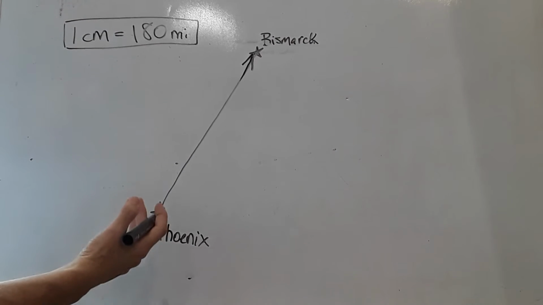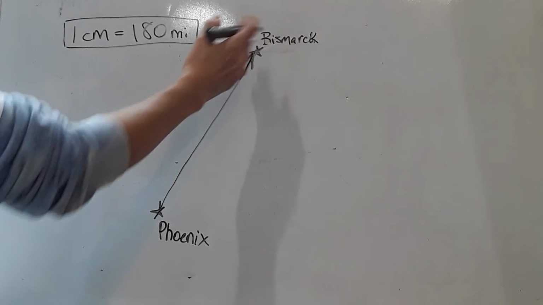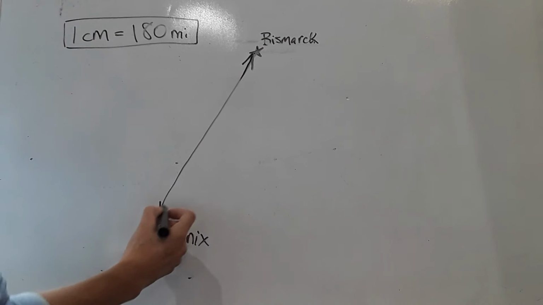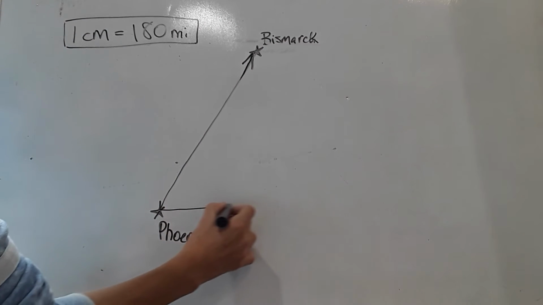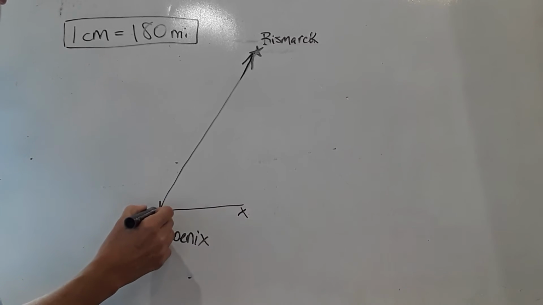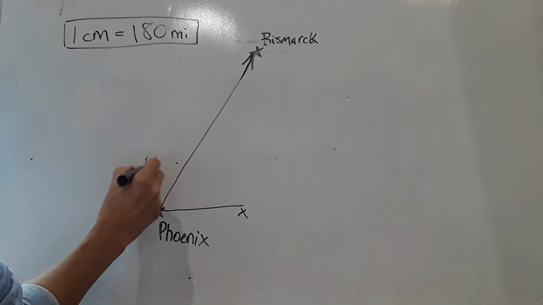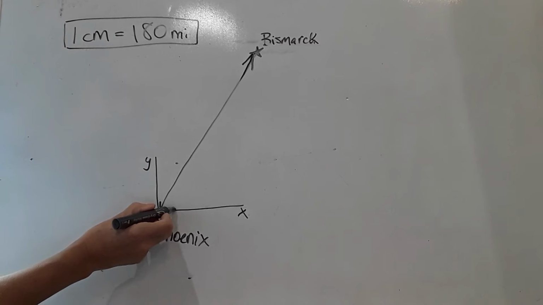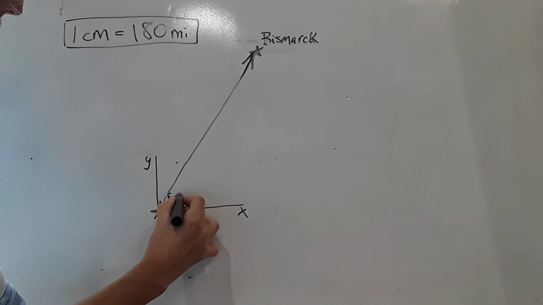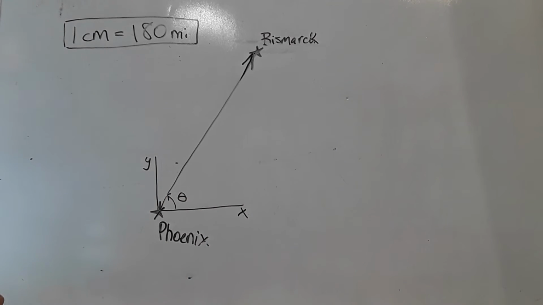Then, because it's a vector, we need to know not only distance, but we also need to know direction. So you're going to make an XY coordinate system right here at Phoenix. And you're going to use your protractor to find out what this angle is. Okay?